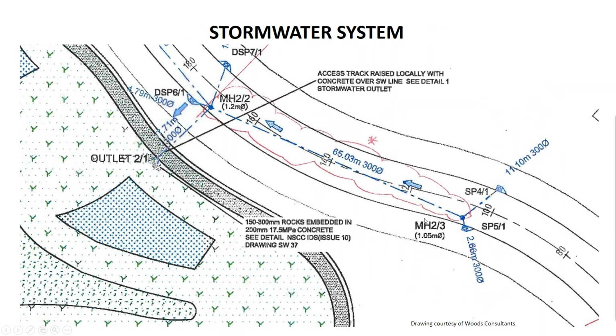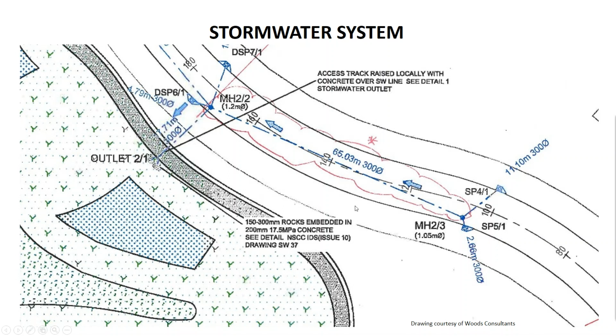Looking at a drawing of a stormwater system, this part of the drawing shows the system. The road extends from the bottom right of the screen to the top left, while a wetland is shown in green on the left-hand side of the drawing. In the wetland, you can see outlet 2/1, which is the end of the stormwater system where it safely disposes of the stormwater into the wetland. On the drawing, this line is known as stormwater line 2, hence the 2 in 2/1.